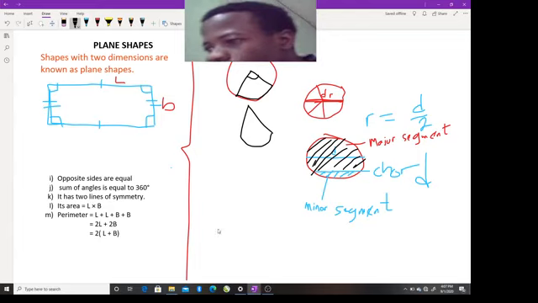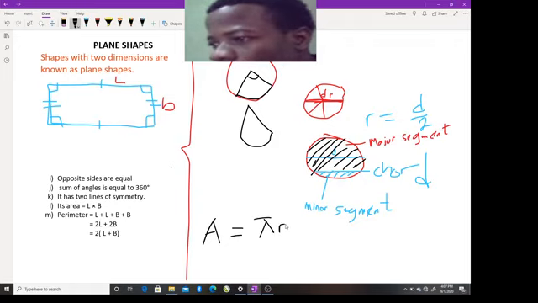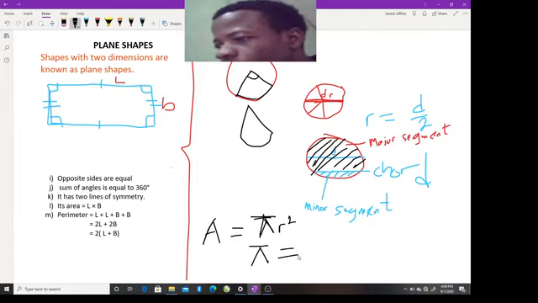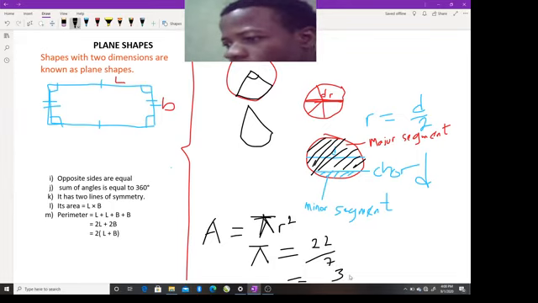So the area of a circle is known as pi r squared. This is pi, and the pi is a constant, given as 22 upon 7, which is equivalent, if you change to decimal, to 3.142.